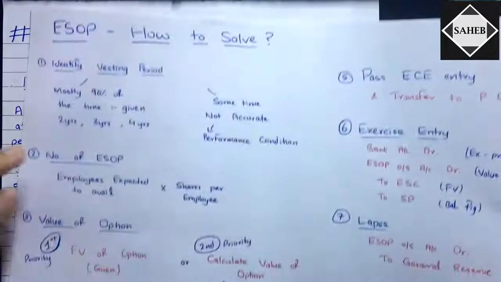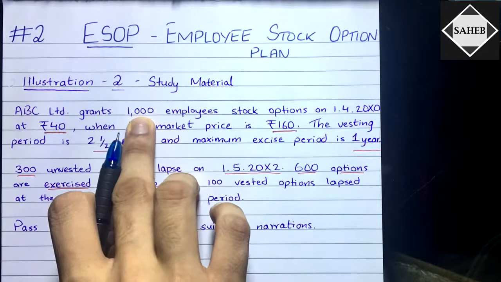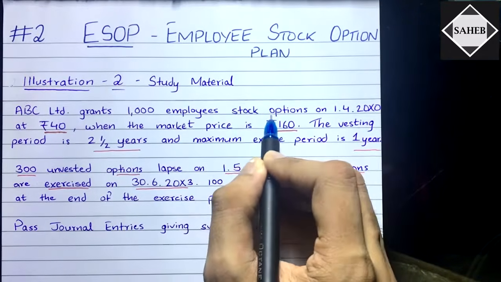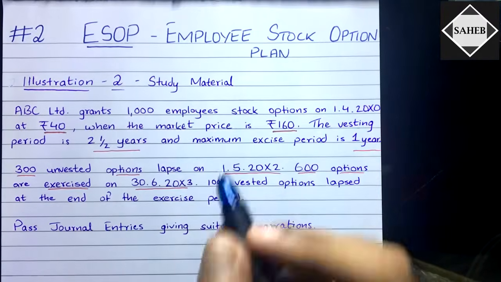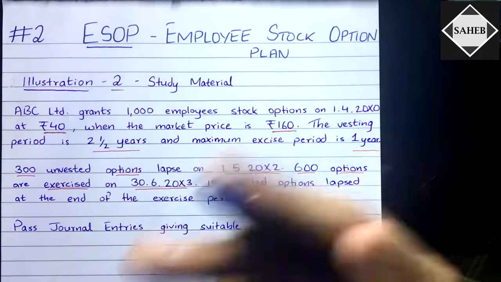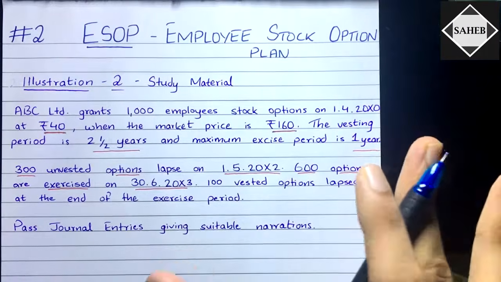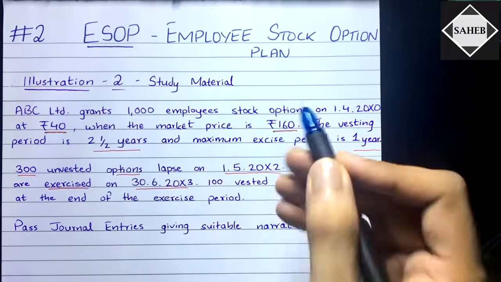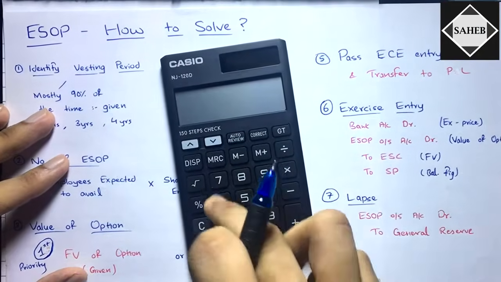Then what? The number of ESOPs. So how many ESOPs are being offered over here? 1000 ESOPs, right? Because here 1000 employees are there and they are not saying anything regarding options. So we are assuming here one option is being offered to each employee. Sometimes they say 1000 employees are there, 20 options are offered to each employee, but here nothing is said like that. Here just 1000 employees, stock options. So we will assume that it is singular. So the total options here are how many?